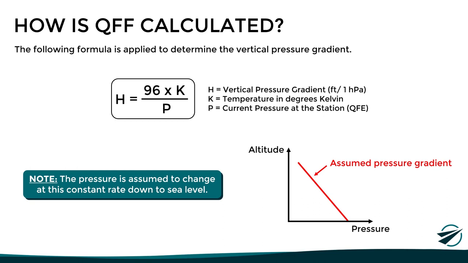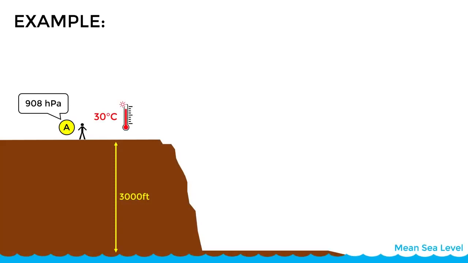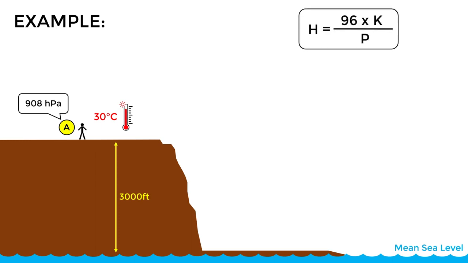Let's see a couple of examples of how we can apply this formula to determine the QFF. Let's say we are at an elevation of 3,000 feet with a QFE of 908 hectopascals and a temperature of 30 degrees Celsius. With this, the first step is to calculate the vertical pressure gradient using this formula. So, in order to do it, we have to change from 30 degrees Celsius to Kelvin, which is done by adding 273 degrees, thus obtaining 303 Kelvin.